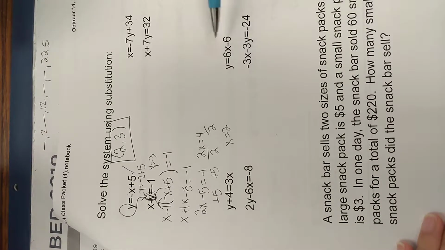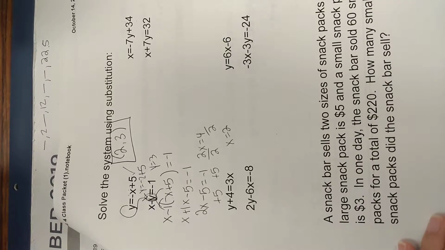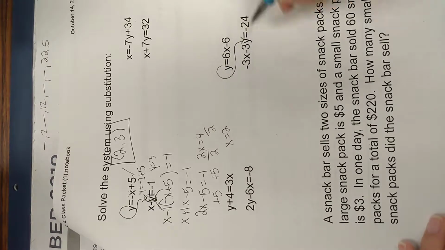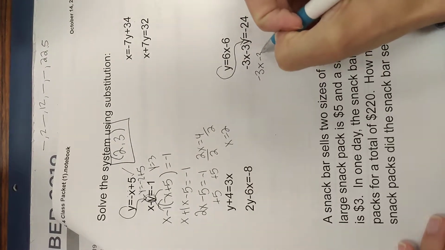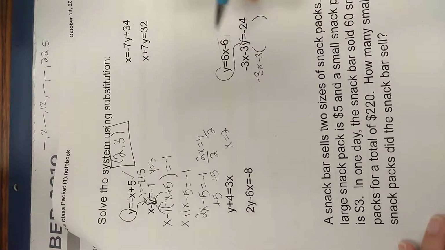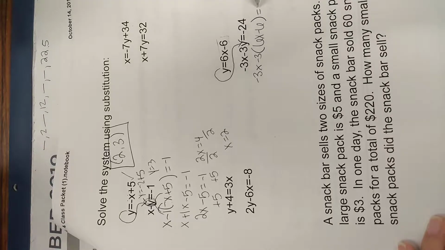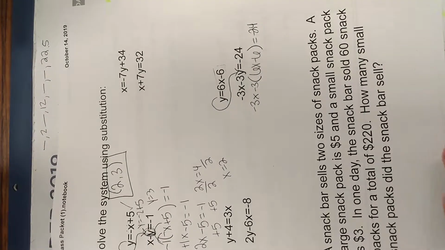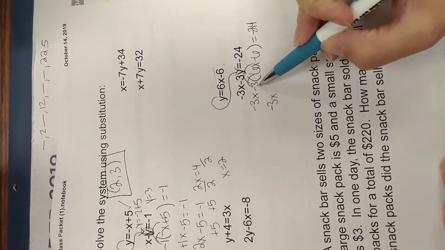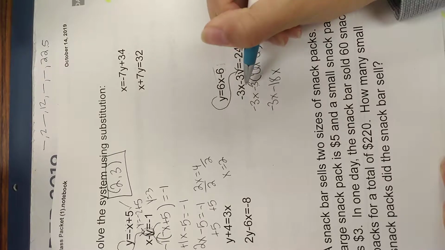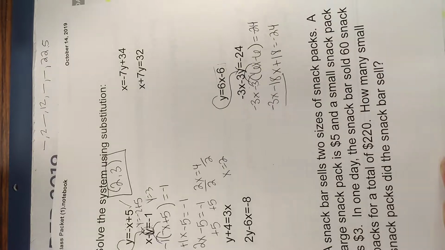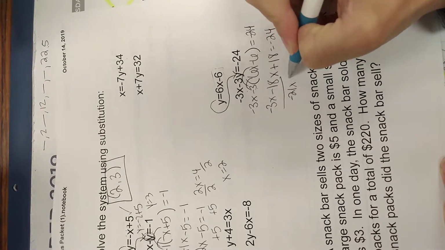Let's do this one down here. Again, this one's already in the correct form, y equals mx plus b. So I'm going to take that and substitute in for this y. It'll be negative 3x minus 3. Instead of y, I'm going to put 6x minus 6 equals negative 24. To solve this, I'm going to distribute. Negative 3 times 6x is negative 18x, and negative 3 times negative 6 is positive 18. Combining like terms, I get negative 21x.